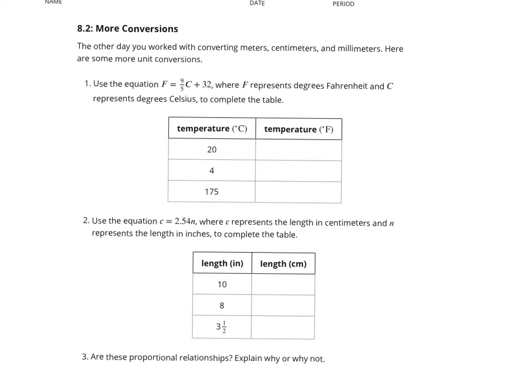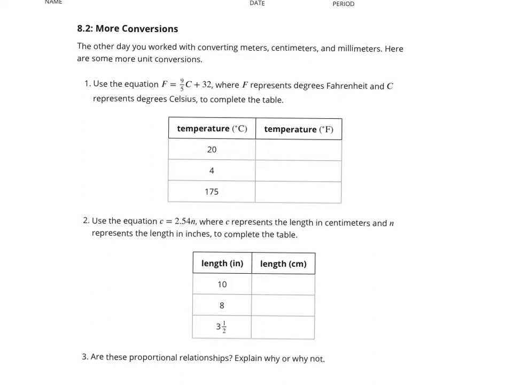All right, this part as we turn the page is talking about using an equation to come up with values. We haven't done much of that this year, so let's work this out. It says, the other day you worked with converting meters, centimeters, and millimeters, and we did that in lesson 6 or lesson 7. Here are some more unit conversions. The first one says, use the equation F equals 9 over 5C plus 32, where F represents the degrees Fahrenheit and C represents degrees Celsius to complete the table.